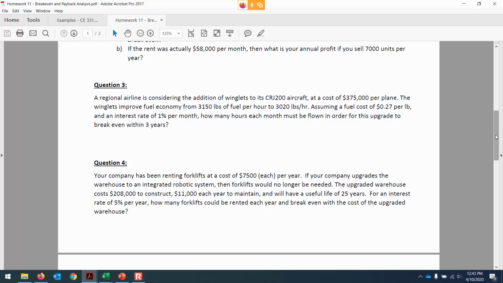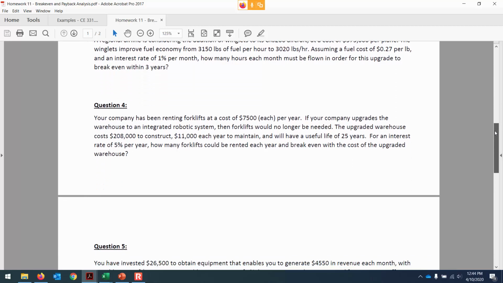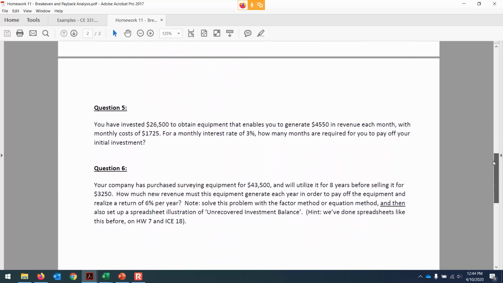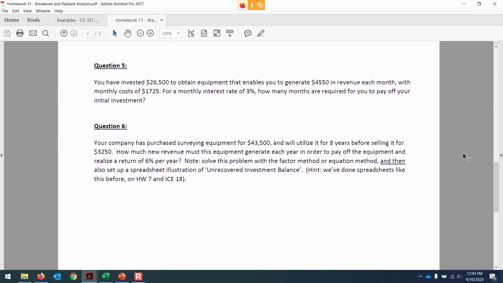And then questions 3 and 4 are just word problems where you're using your algebra skills and your knowledge of the time value of money to figure out, for example, how many hours a month an airplane needs to be flown, or when two forklifts can be compared. So there are 6 questions in that assignment, and then question 6 is a throwback to previous cases where we've done unrecovered investment balance problems. I think you've done that sort of thing previously in class 18 and in homework 7. So that idea of an unrecovered investment balance, we're going to reinforce with question 6.